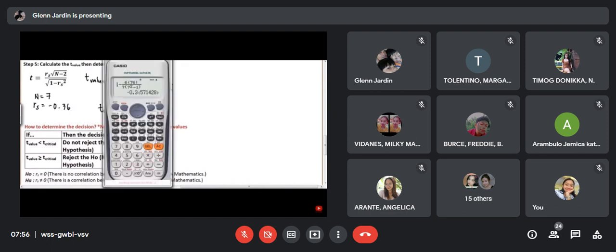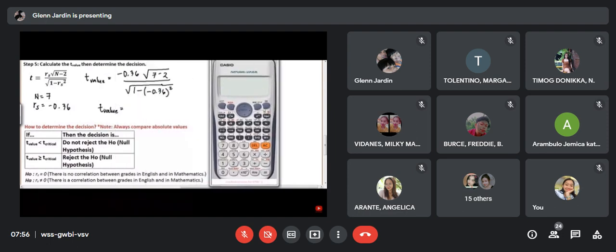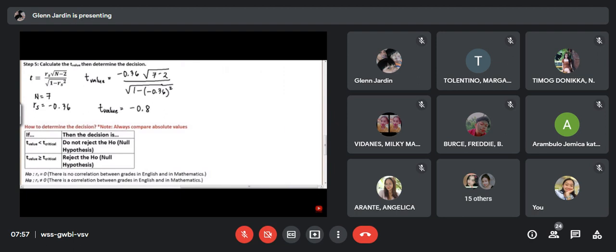Okay, so ang t-value natin would be, calculate lang din, fraction siya, negative 0.36 times square root of 7 over square root of 1 minus, and then negative, so dalawang beses, 0.36. Pero lalagyan nyo ng parenthesis, ha? So, negative 0.36 squared. Importante yung squared doon. So, ang lalabas is negative 0.86. So, 86 lang to.